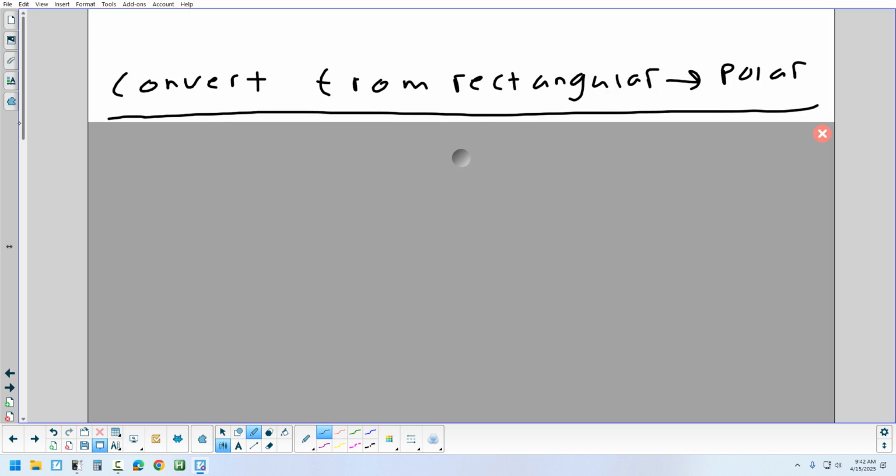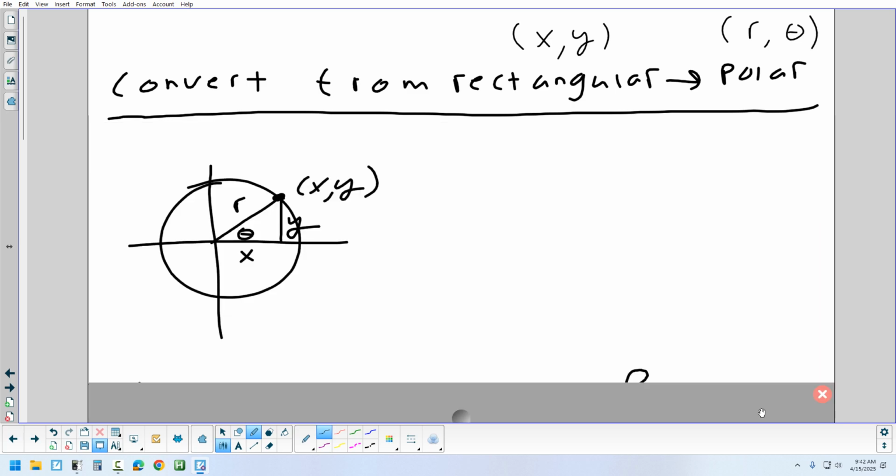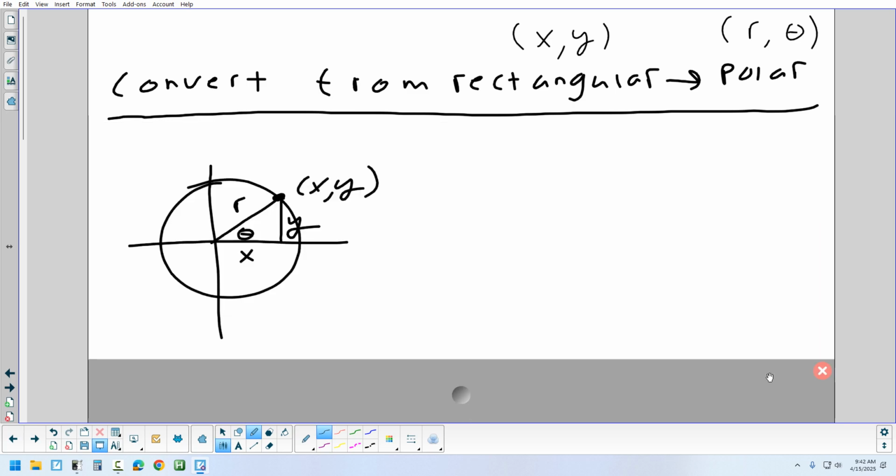Okay, so in rectangular, what is it that they're going to provide you with? They're going to provide you with an x and y, and you have to switch to r theta. They're going to give you the x and the y, and now you have to find the r and the theta. So I drew the same kind of diagram we had before. The difference is what you know. This time, you're going to know this, and you're going to know that.